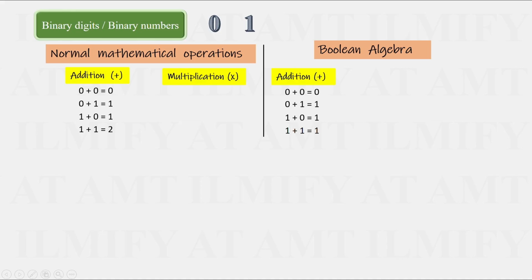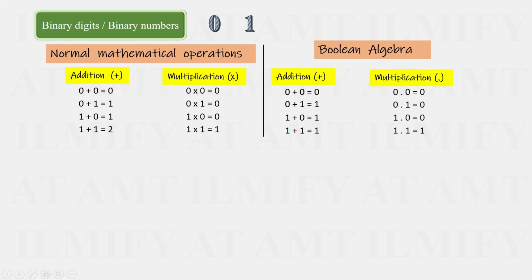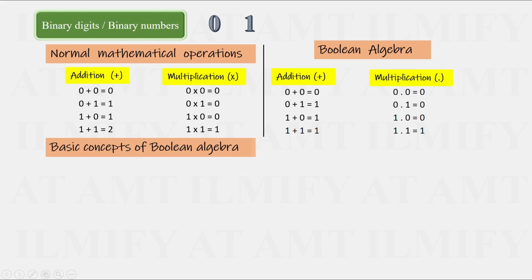In mathematical multiplication, 0 and 0 is 0, 0 and 1 is 0, 1 and 0 is 0, 1 and 1 is 1. Boolean multiplication is same as well. We just use a dot to indicate the operation instead of cross. We can analyze few basic concepts from these addition and multiplication. Before that, let's call the binary digits as A, which means when I use A, it can be either 0 or 1. Let's analyze for addition with 0.